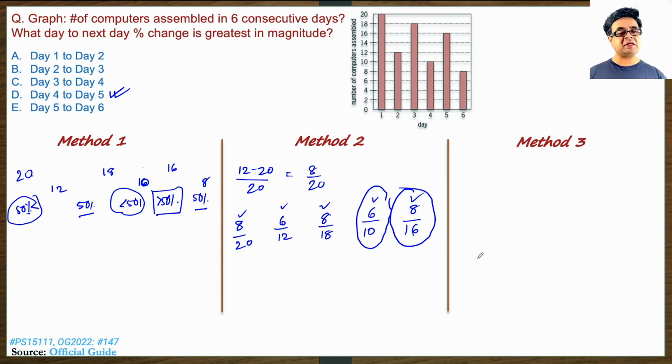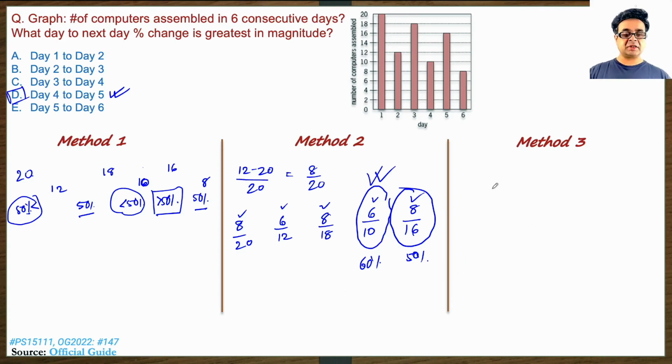Now you can very easily see that 8 by 16 is 50% and 6 by 10 is 60%. So this will be higher. So the answer again is D, day 4 to day 5. You did not need to calculate all of the fractions. The final method is very similar. You would get all of these fractions and actually calculate them.